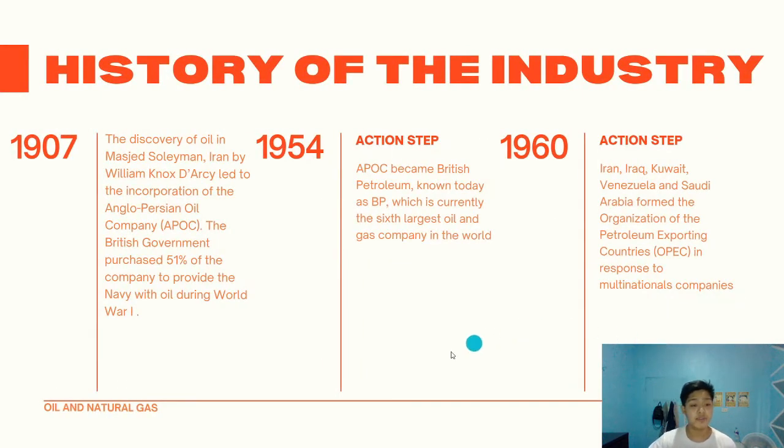In the year 1907, the discovery of oil in Masjid Suleiman, Iran, by William Knox D'Arcy led to the incorporation of the Anglo-Persian Oil Company. The British government purchased 51% of the company to provide the Navy with oil during World War I. In 1954, APOC became British Petroleum, known today as BP, which is currently the sixth largest oil and gas company in the world. In 1960, Iran, Iraq, Kuwait, Venezuela, and Saudi Arabia formed the Organization of the Petroleum Exporting Countries in response to multinational companies on the rise.